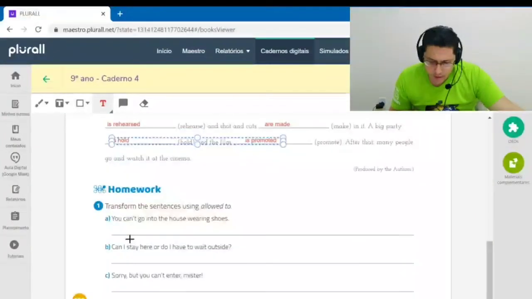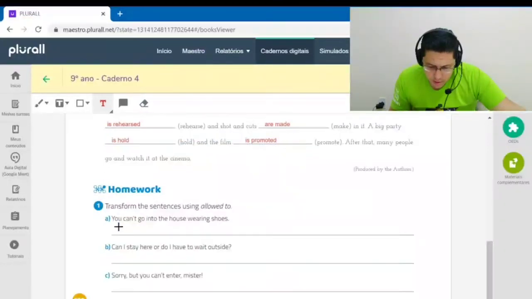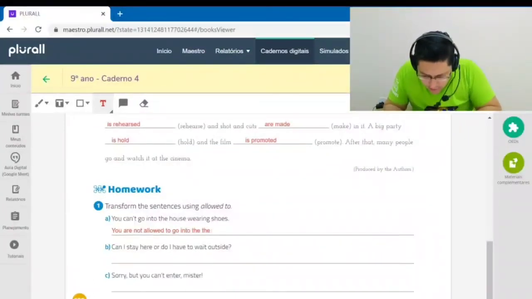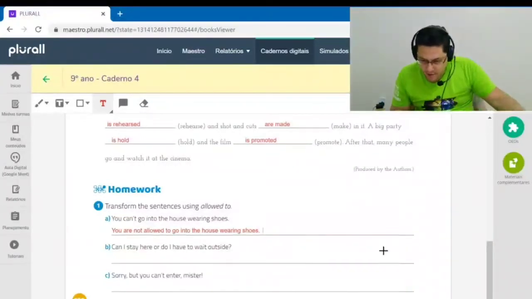Homework. Transform the sentences using allowed to. You can't go into the house wearing shoes. Então fica: you are not allowed to go into the house wearing shoes.